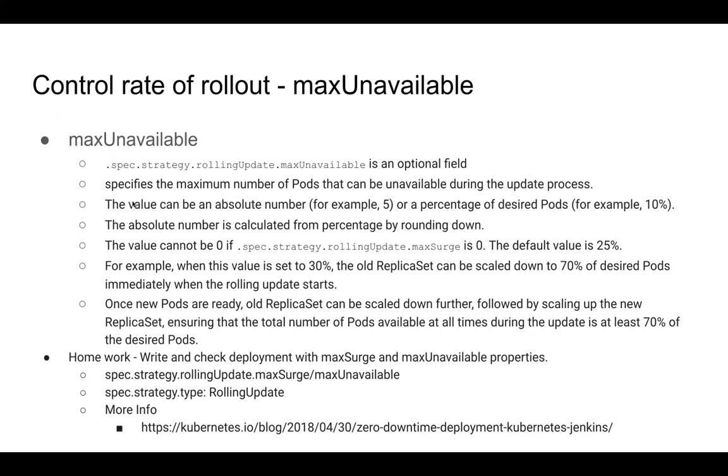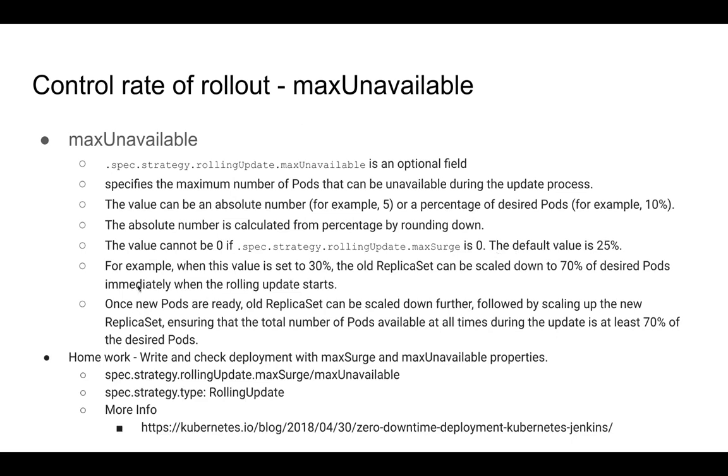Again, like in max surge, this number could be an absolute number or a percentage of desired pods. For example, 10%: out of whatever total number of pods are available, you can manage with 10% being unavailable. So the absolute number is calculated from the percentage by rounding down. This number cannot be 0, and the default value is 25%.